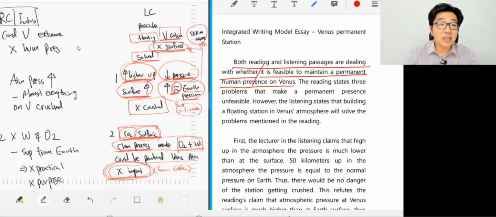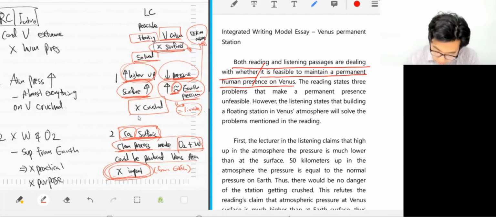Second sentence, reading says this, however, listening says that, okay? The reading states 3 problems that make this human presence impossible, right? Nice and clear.